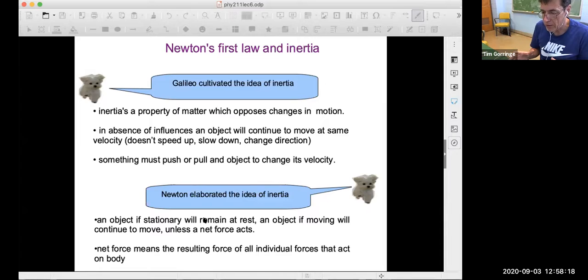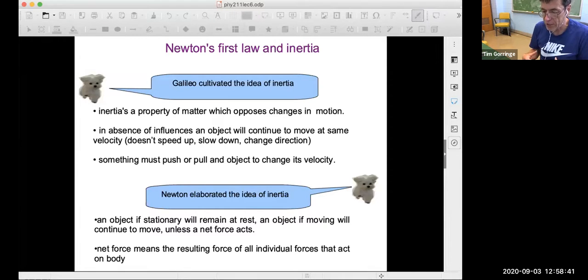What will change the motion of an object, speed it up, slow it down, change its direction, is what we call a net force. Now, a net force just means the sum of all the forces acting on the object, the resulting force from all the individual forces that are acting on the object.